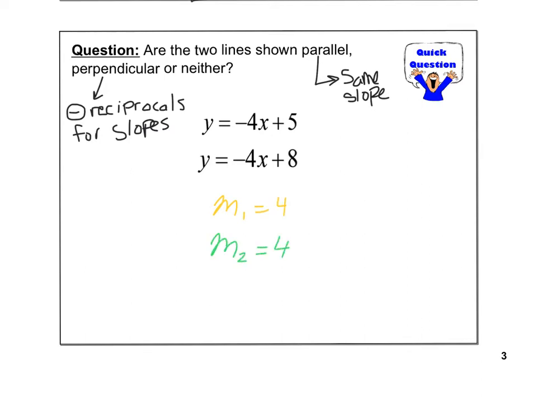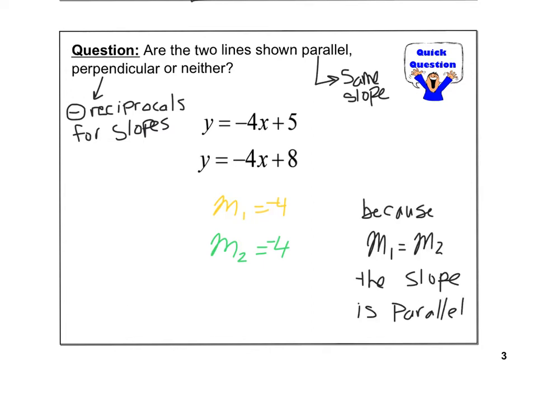So because the slopes are both -4, I can say that it is parallel. I've just written a little statement down here to explain that. Because m1 is equal to m2, the lines are parallel. If you were asked to show your thinking or show your work, you would be expected to identify what the slope is, and then make some sort of statement regarding how you used the slopes to solve whether it was parallel or perpendicular.